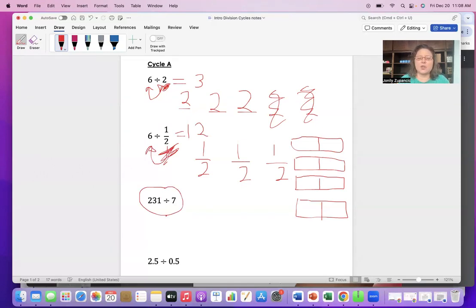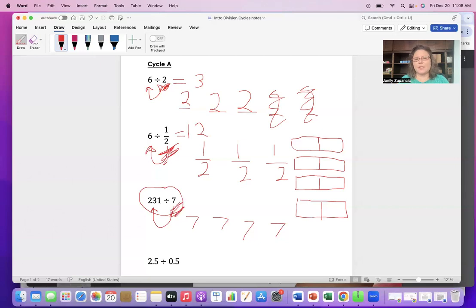The problem is 231 divided by 7. Again, 7 is our second number. Our skip counting number is 7, 7, 7, 7, 7, 7. Oh my goodness, Jonily, why would I ever have kids skip count by 7s to land on 231? That is not efficient. Absolutely true.